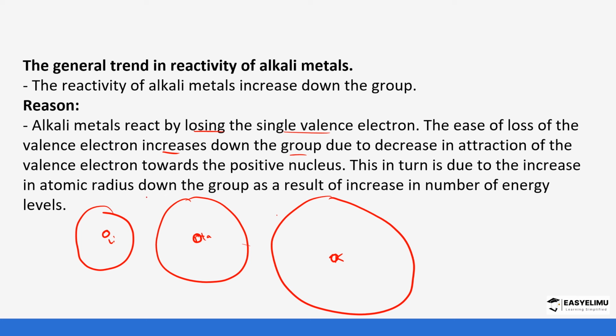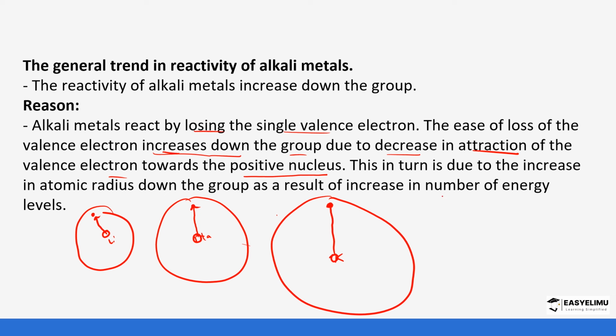The ease of losing increases down the group due to the decrease in the attraction of the valence electron towards the positive nucleus. So you see the outermost electron is attracted very strongly in lithium, and in sodium it is attracted weakly. In potassium it's even weaker. So you can see the ease of loss. It will be easier to lose in potassium than it is to lose in lithium.